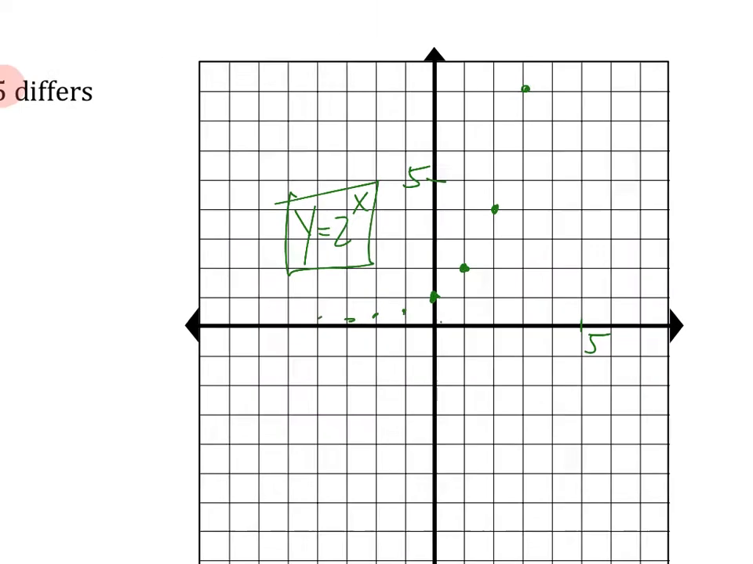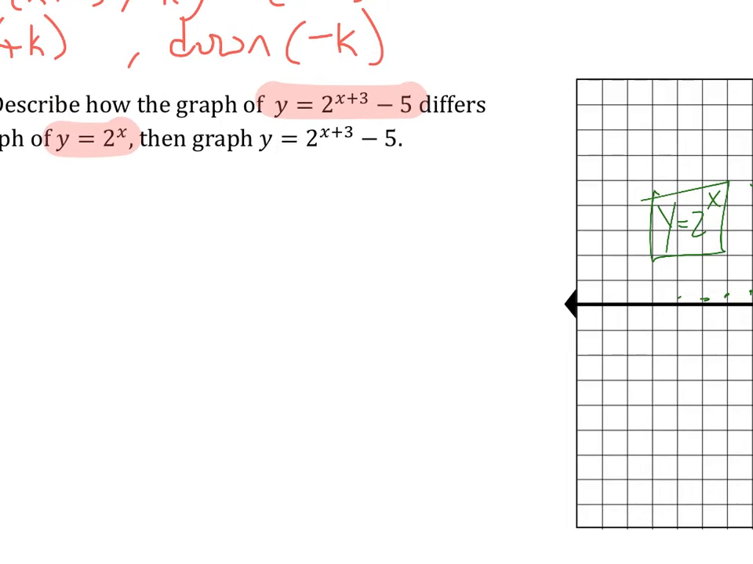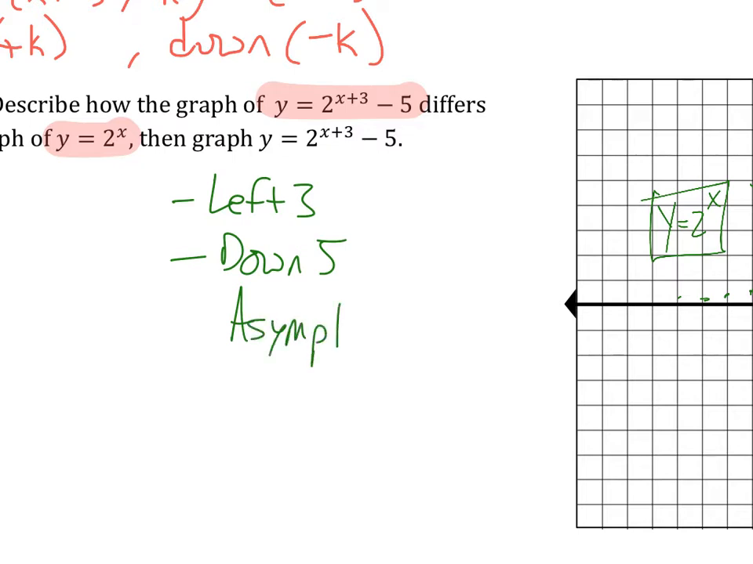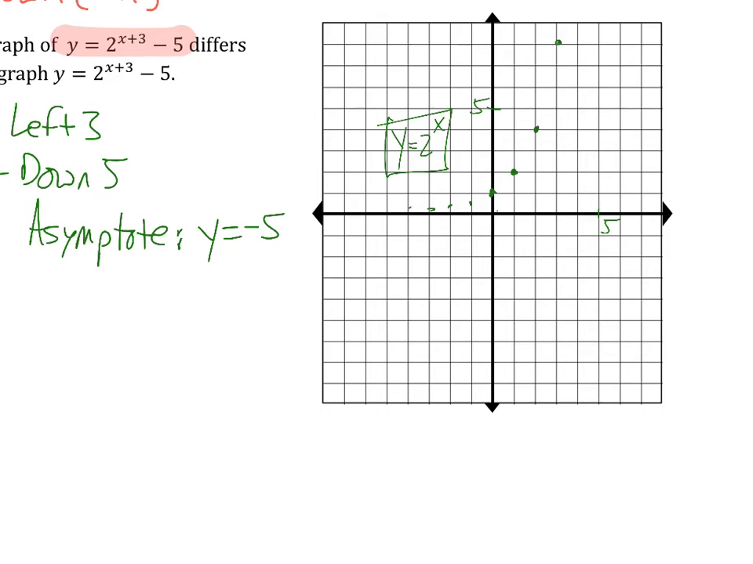Well, what is going to be different with this graph? The plus 3 is going to move it left 3, and the minus 5 is going to move it down 5. In fact, since it's going down 5, the asymptote is going to be at y equals negative 5. An asymptote is like the floor here, down at negative 5.